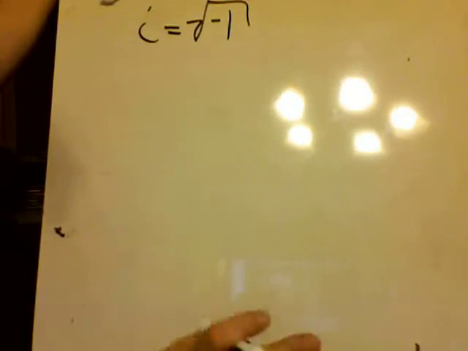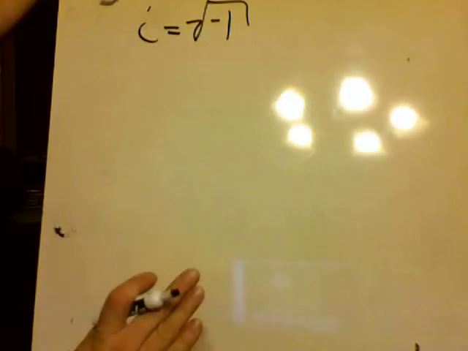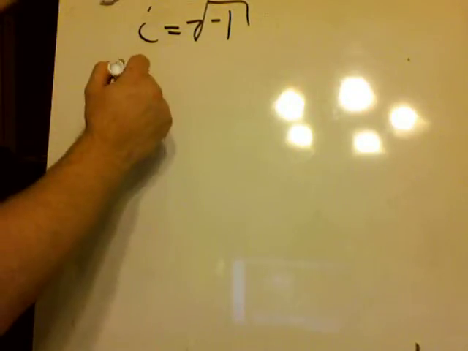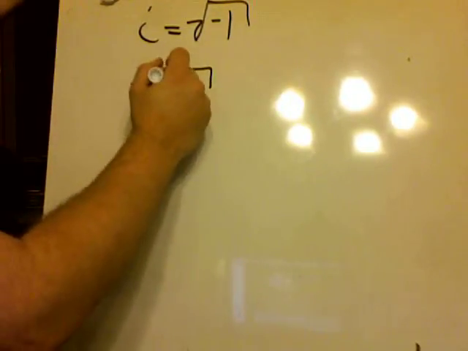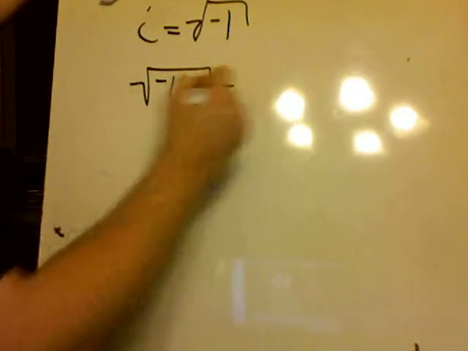Now, this is actually very useful in the real world. When you start dealing with electronics, you start dealing with imaginary numbers a lot. So if I have the square root of negative 16, I can actually work with it. I can come up with a solution other than just no solution, which is what we've done in the past. That is, I can rewrite it.